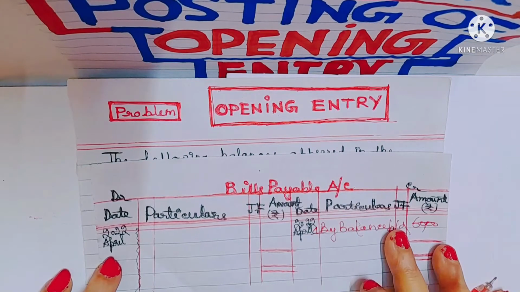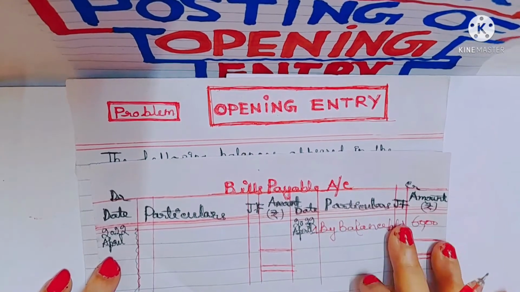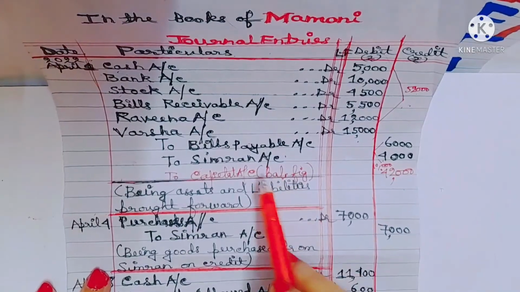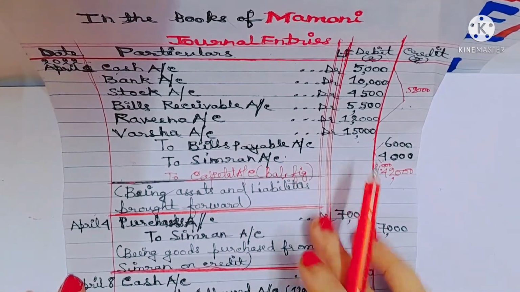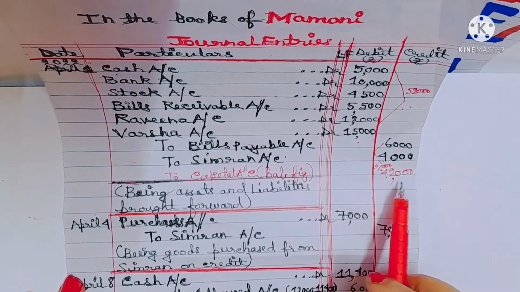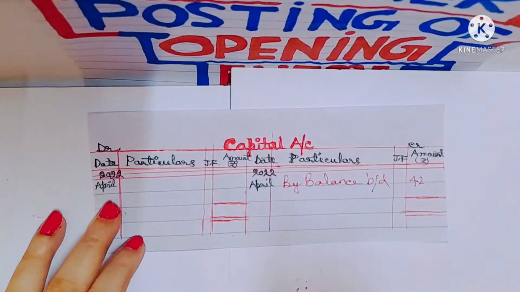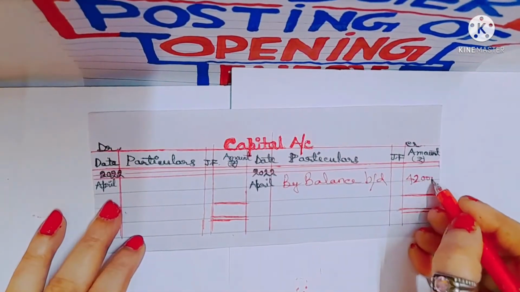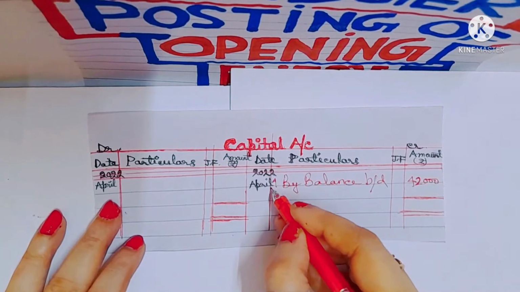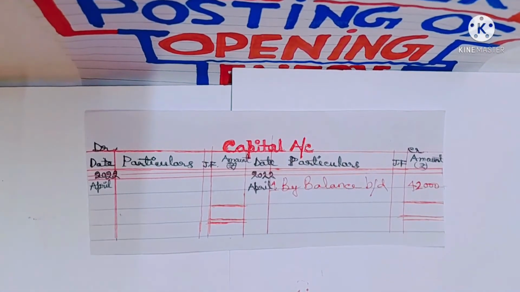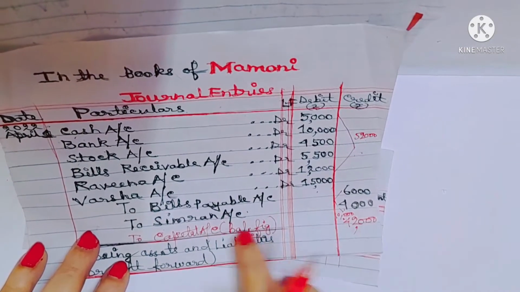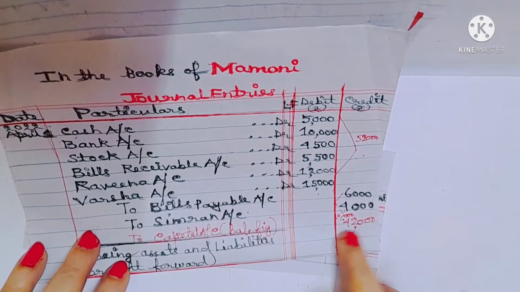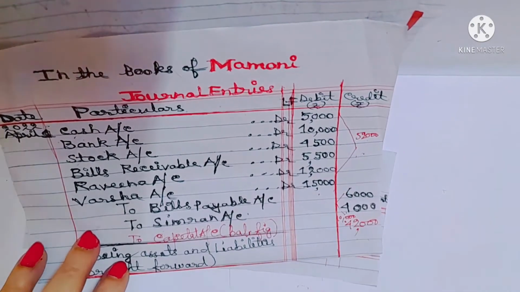আরেকটা ওপেনিং ব্যালেন্স লেফট, সেটা কি? ক্যাপিটাল অ্যাকাউন্ট। Let's do it. So what is the opening balance of capital? আমরা ক্যালকুলেট করেছিলাম। We did find out 42,000. So let's write by balance BD 42,000, 1st April. Understood? Remember? Say 42,000. Capital 42,000. We did find out 42,000 opening balance.